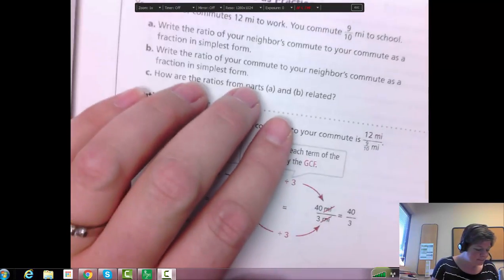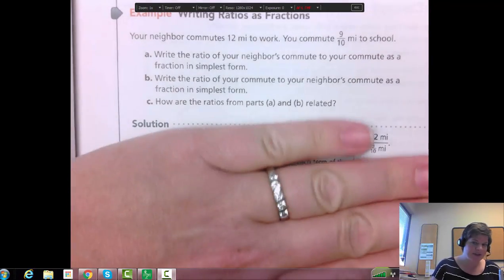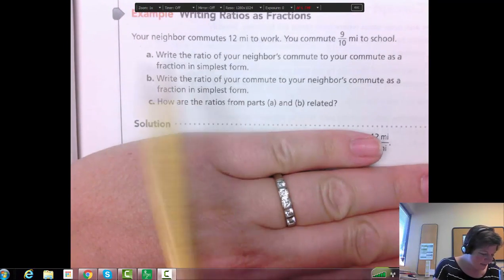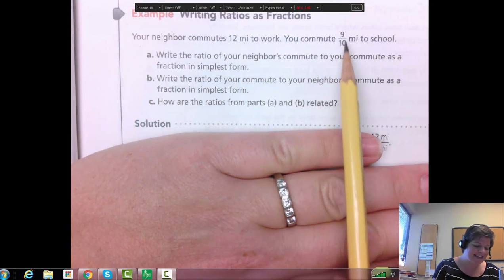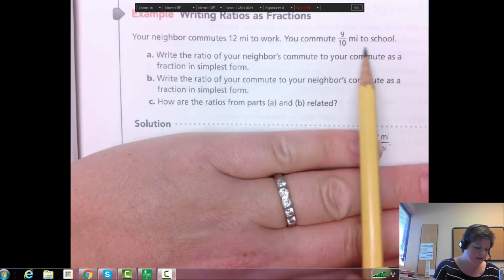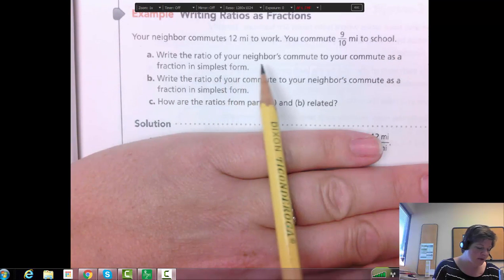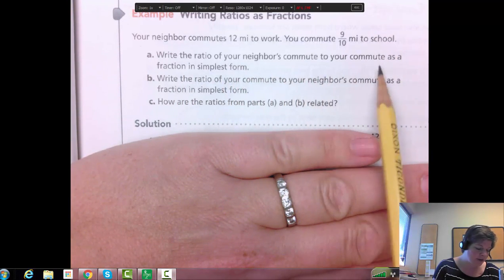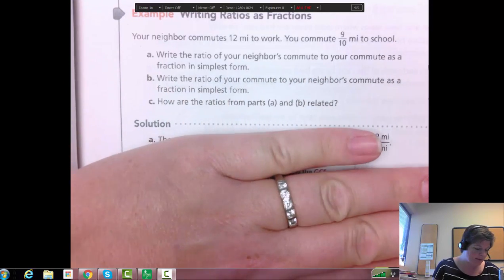So let's see. My first one is going to be your neighbor. Make sure you can read that. I don't want you to look at the solution yet. Your neighbor commutes 12 miles to work. You commute 9/10 of a mile to work or to school. Write the ratio of your neighbor's commute to your commute as a fraction in the simplest form.